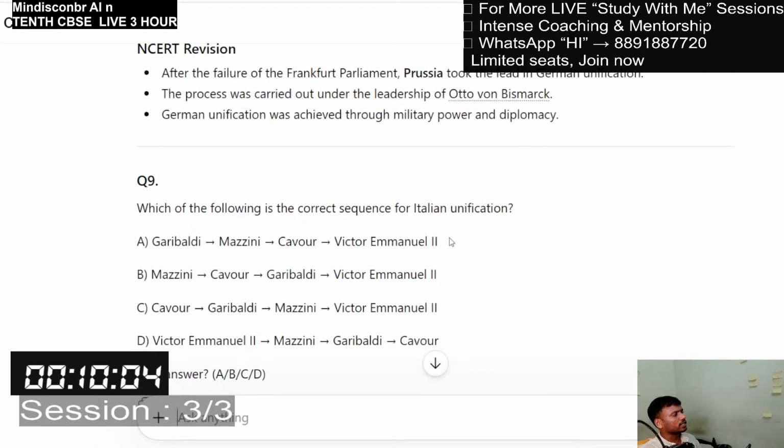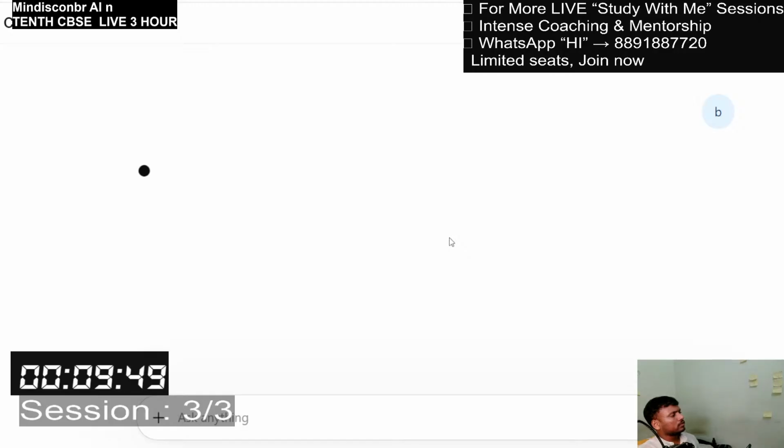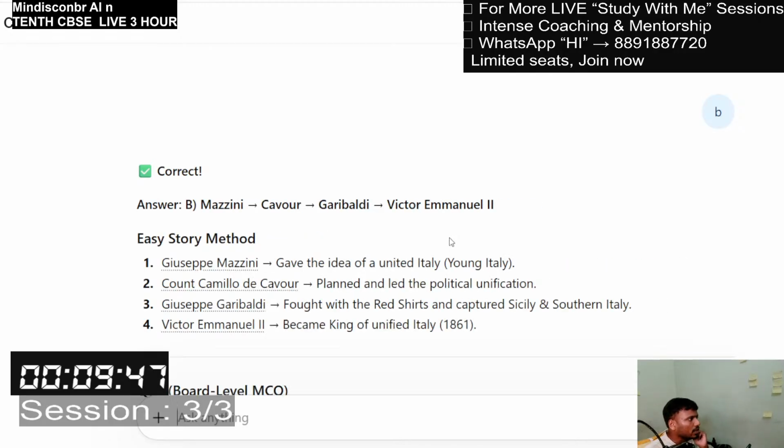Which of the following is the correct sequence for Italian unification? First was Mazzini, then Cavour, Garibaldi, Victor Emmanuel II. Mazzini gave the idea of unified Italy or Young Italy. Count Camillo di Cavour planned and led the political unification. Garibaldi fought with the Red Shirts and captured Sicily and southern Italy. Victor Emmanuel II became king of United Italy in 1861.